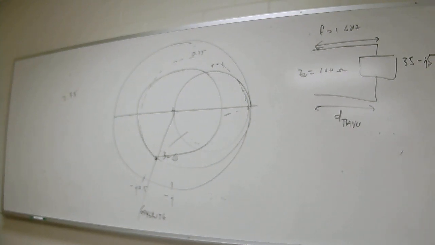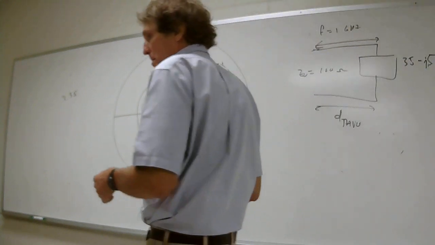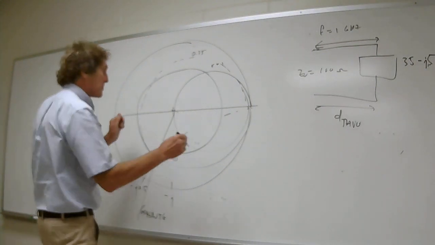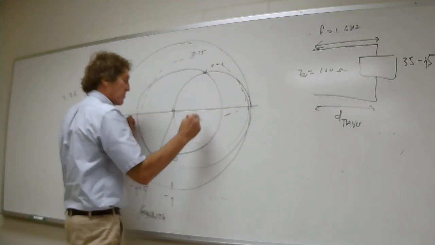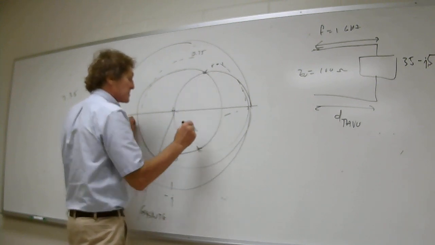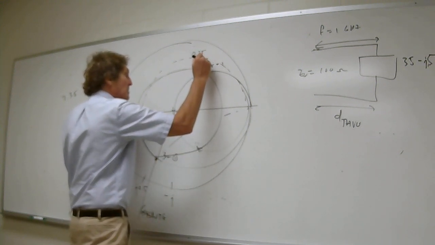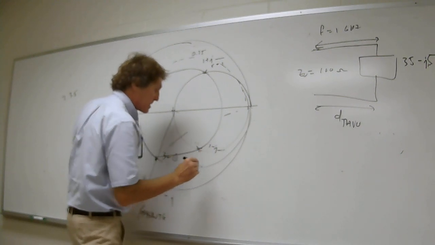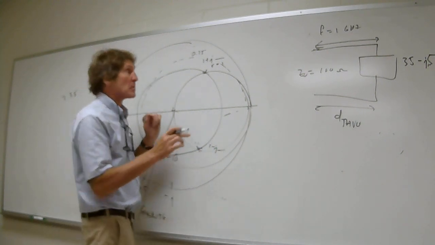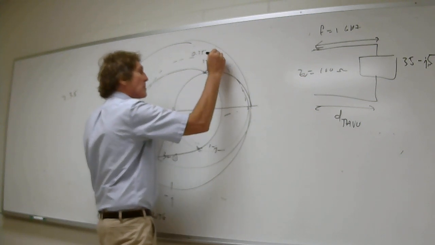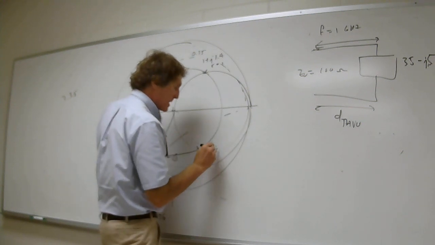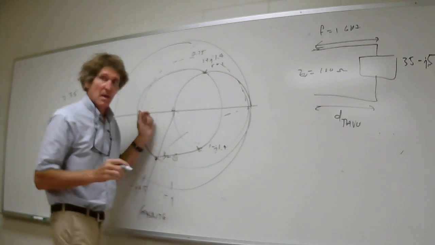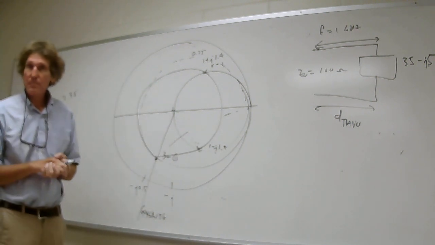Anyway, take it down here. But you're going to hit 2 points. These are the 2 points. These are conjugate points. This is going to be 1 plus j something, and this is 1 minus j something. 1.4. What is it? 1.4. 1 plus j 1.4, and this is 1 minus j 1.4. About. Do you all agree with that, class?